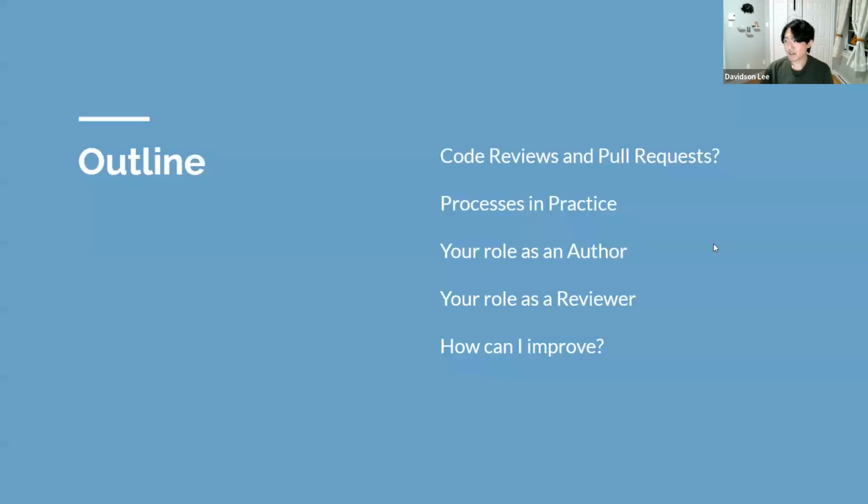So the docket for today, I'm going to cover 5 different topics at a high level. The first is a general overview on what code reviews and pull requests are. The second is a look at these processes in practice. The third is going into your role as an author, then your role as a reviewer, and finally, ways on how you can improve in both capacities.